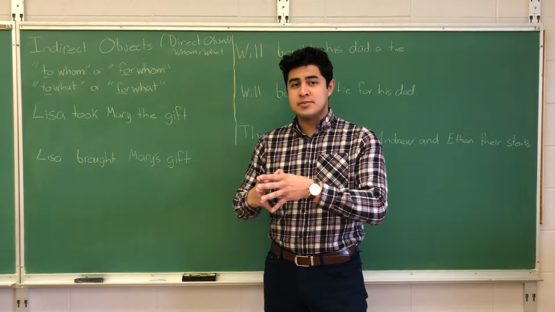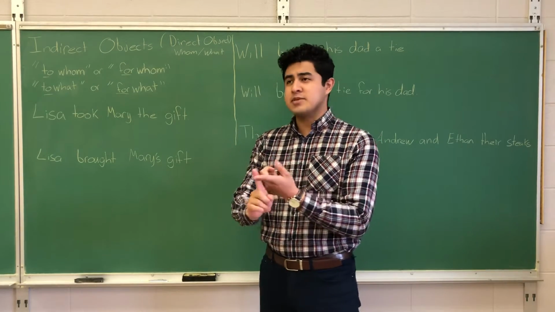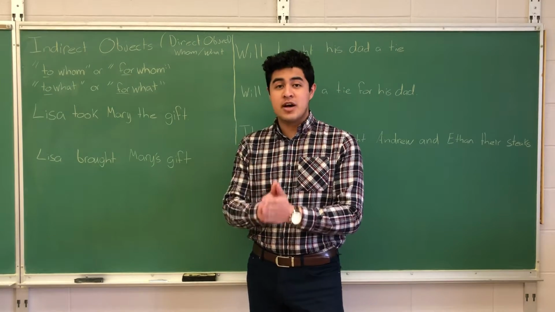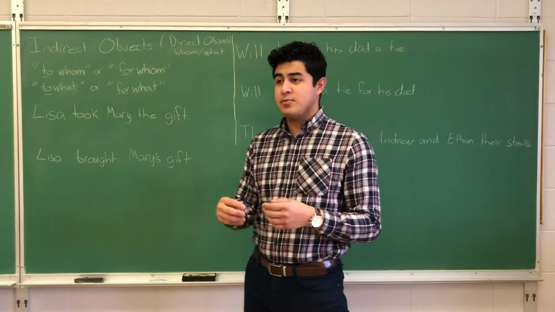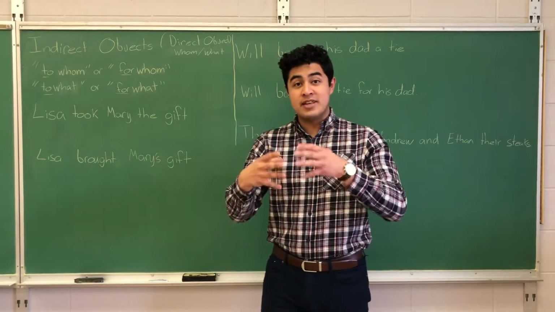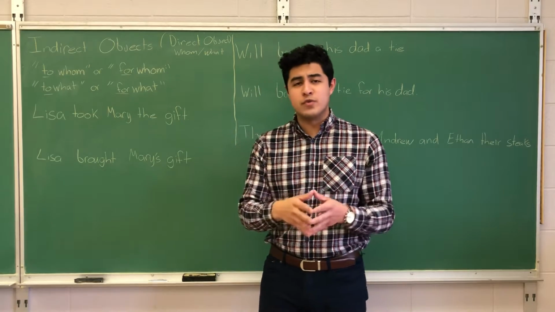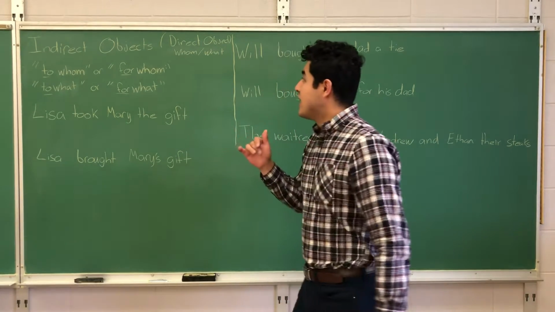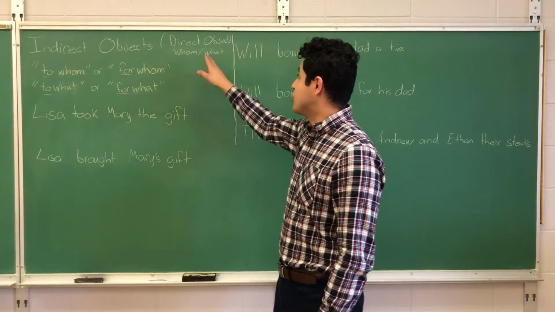Several things about indirect objects. An indirect object is a noun or pronoun that precedes the direct object. That means it comes before the direct object. And because it comes before the direct object, that means in the sentence there's an action verb, okay? If there's not, well, we'll go over more of that later.